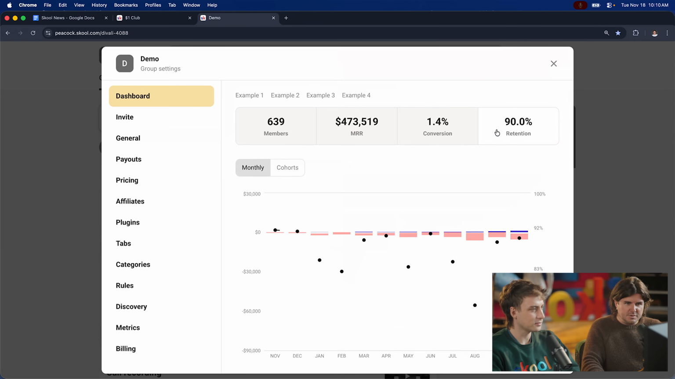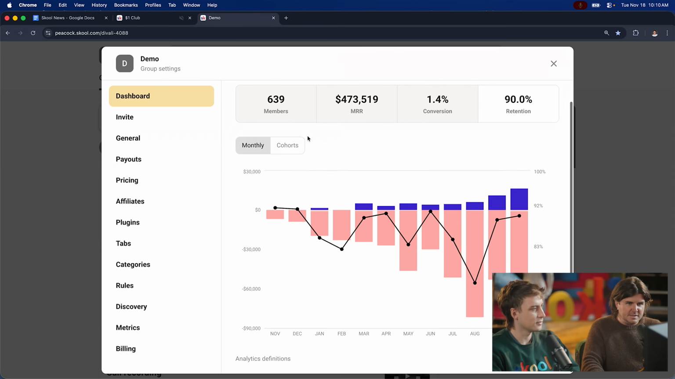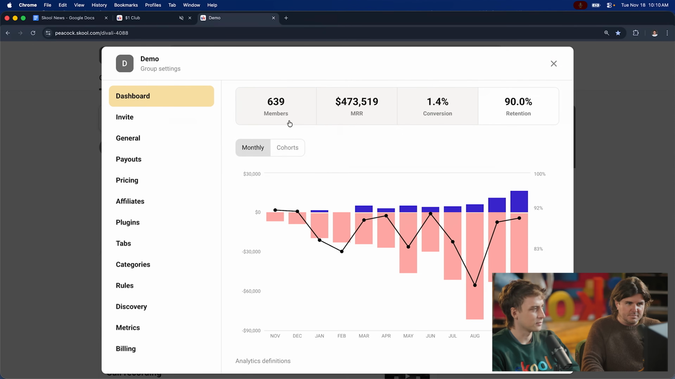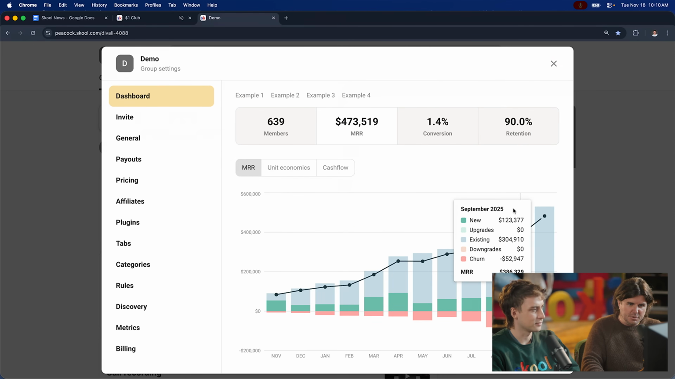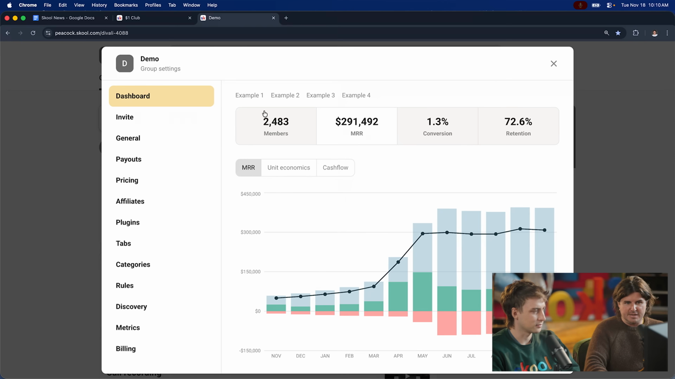Very good retention, like 90%. And so that's basically what a group looks like when it's going up. Simply put, there's more people joining than leaving, more dollars being added than leaving, basically. So now let's look at a group that is flat.